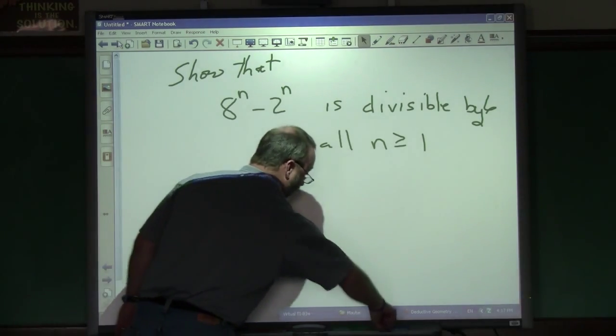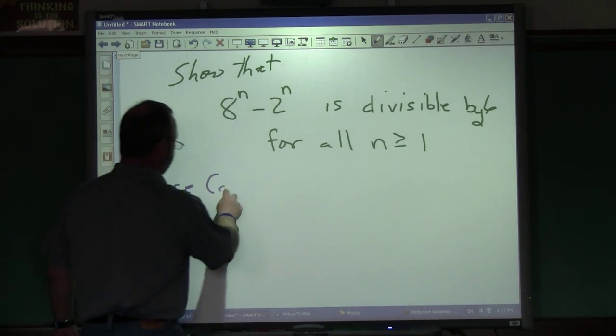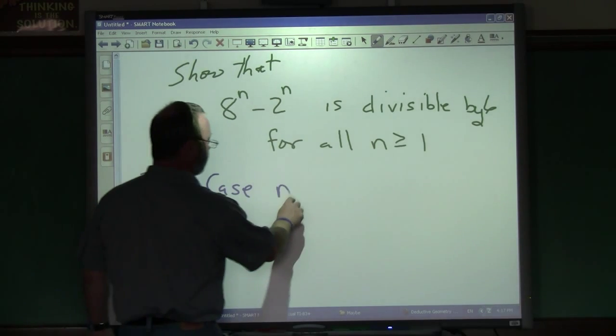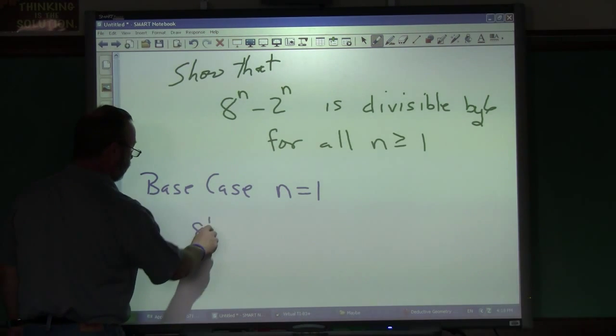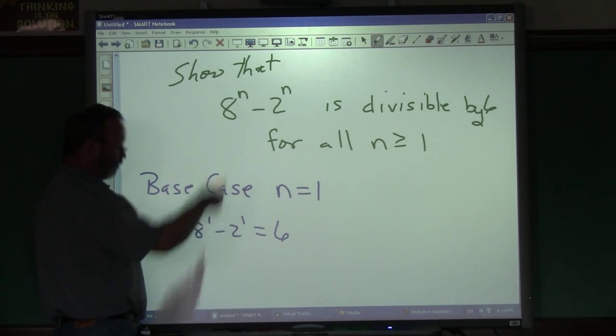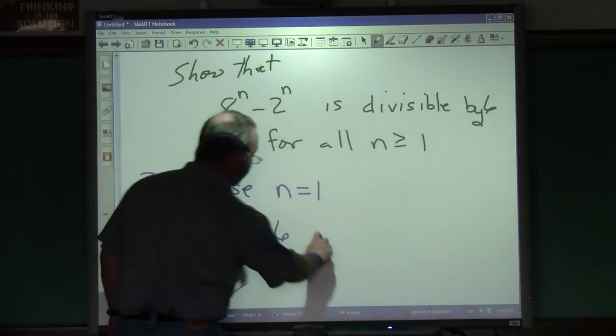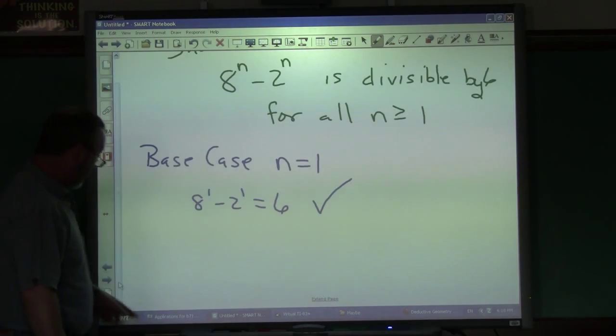So I first need to do the base case of n equal 1. And I have 8 to the 1 minus 2 to the 1, which is 6, which is, I think, clearly divisible by 6. So the base case checks.